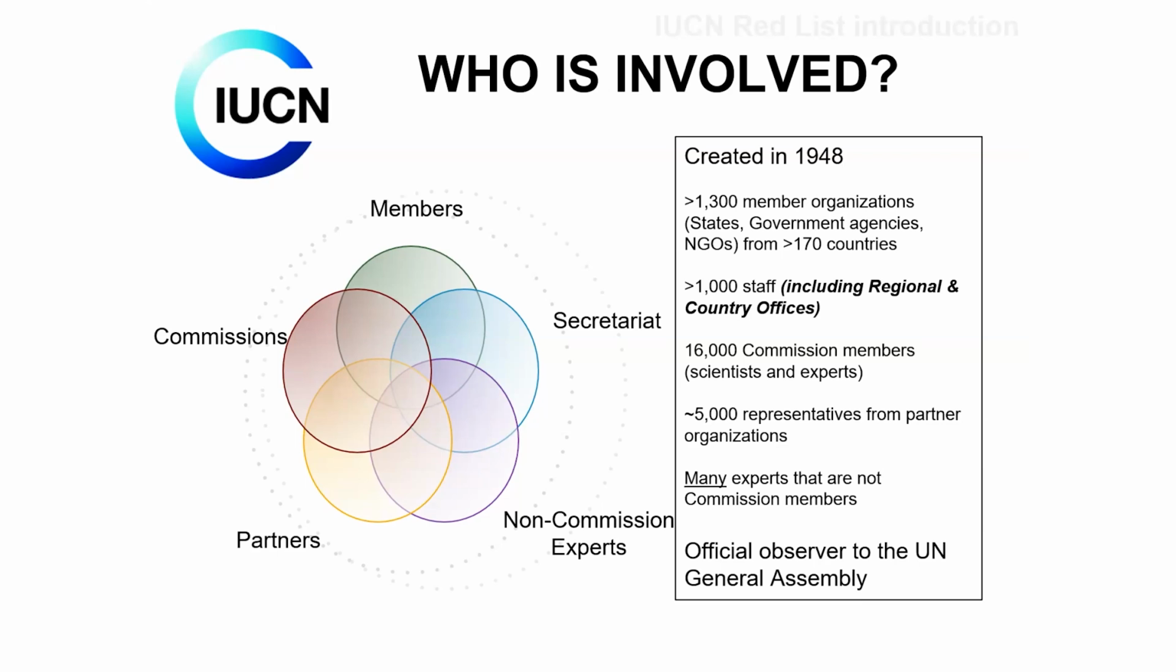It includes government entities, states, and NGOs. And most of the staff are located around the world. It also involves conservation scientists, the experts, as well as citizen scientists, because they now play a bigger role when we complete the Red List assessments. And one of the 6 commissions, the Species Survival Commission, is the largest, and it works directly in the production of the IUCN and the IUCN Red List.